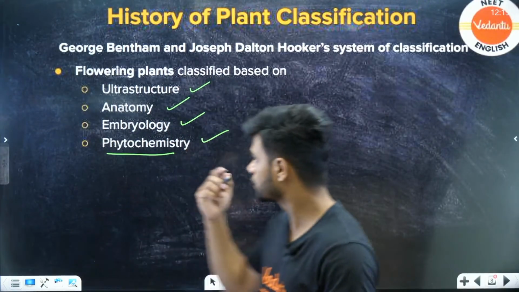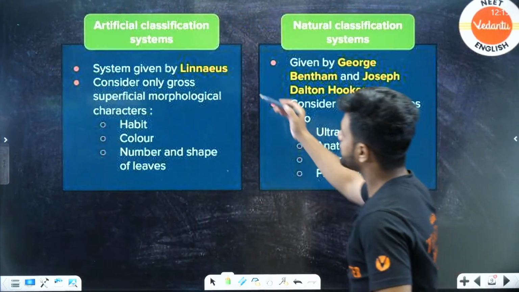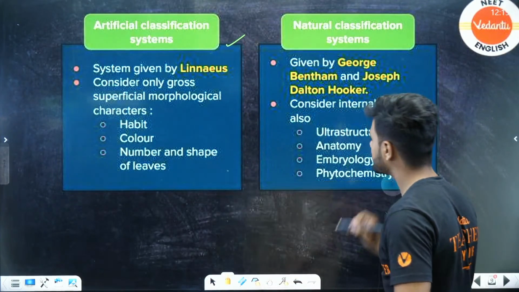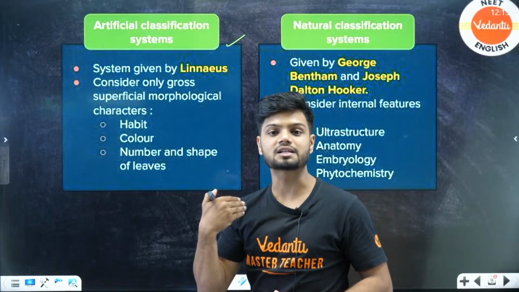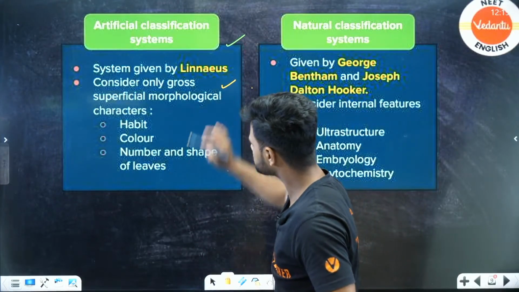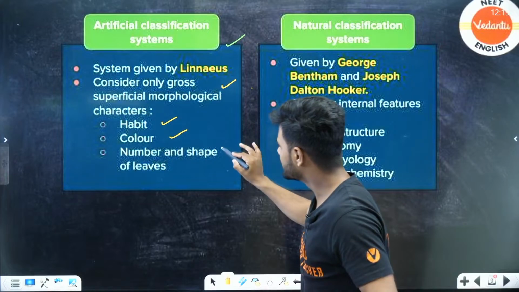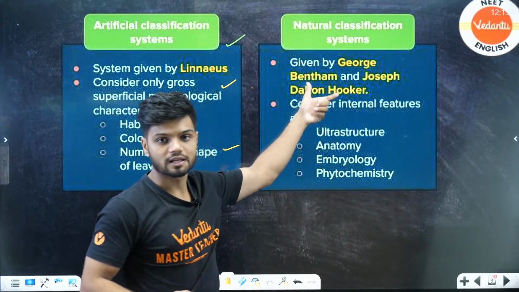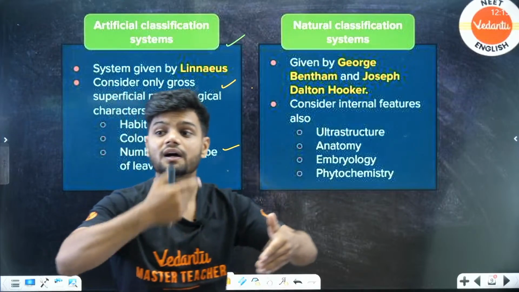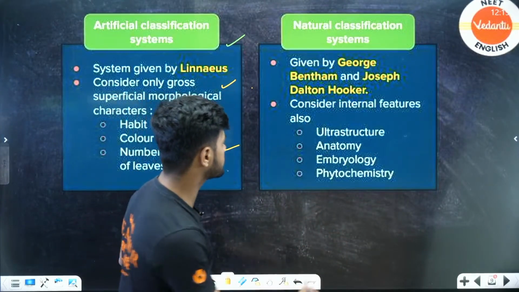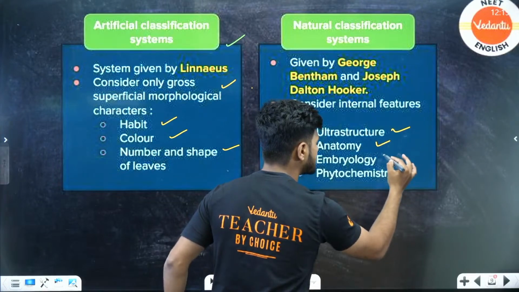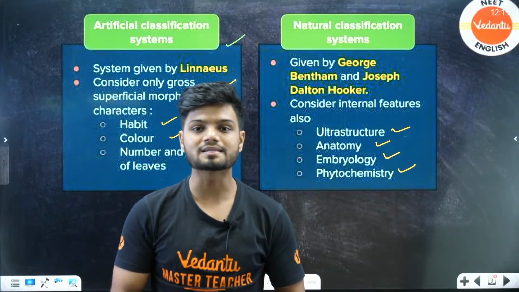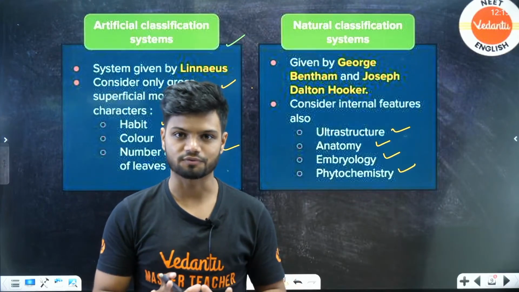So first, what do we have? The first one, we have the artificial system of classification. In the artificial system we only look at the external morphology, which includes habitat, color, and number and shape of the leaf. And then we have the natural system of classification, which looks at the internal beauty, which includes ultrastructure, anatomy, embryology and phytochemistry. This is the basis of classification.